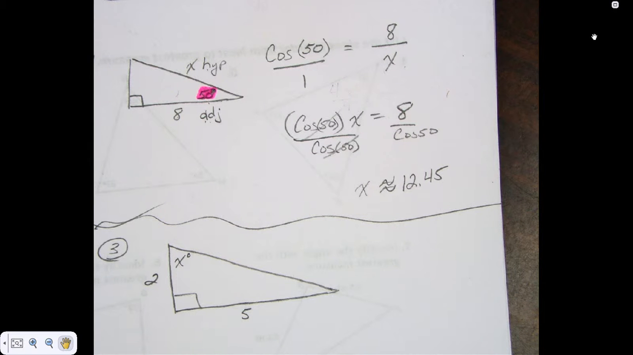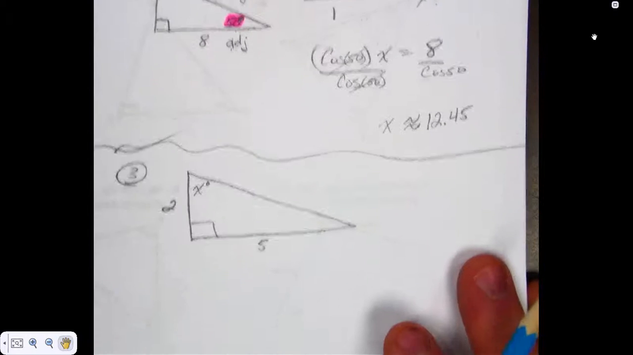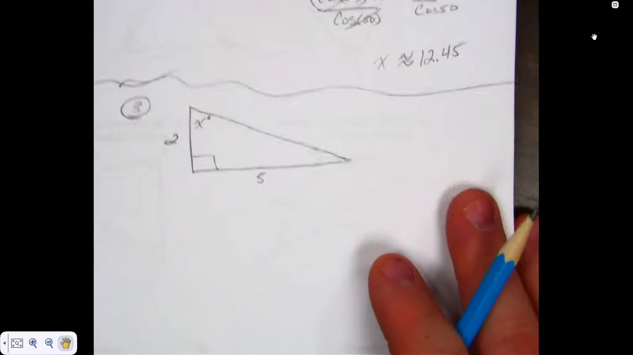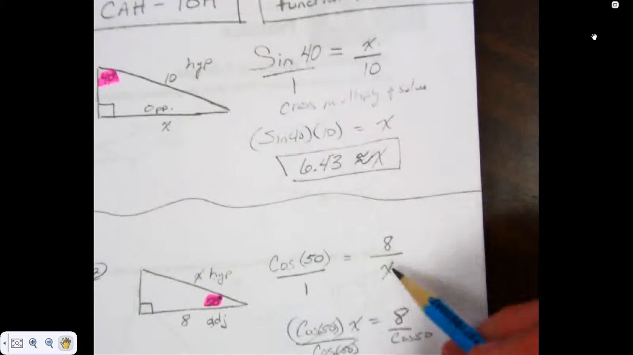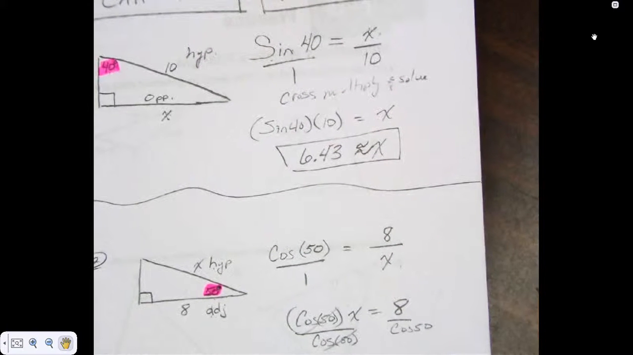So you're basically going to have 3 types of problems to solve. A problem where this is your unknown, you cross multiply and solve. A problem where that is your unknown, you cross multiply and solve. Or a problem where the angle is your unknown, then you're going to use the inverse trig function, aren't you? And I expect to see that written down.